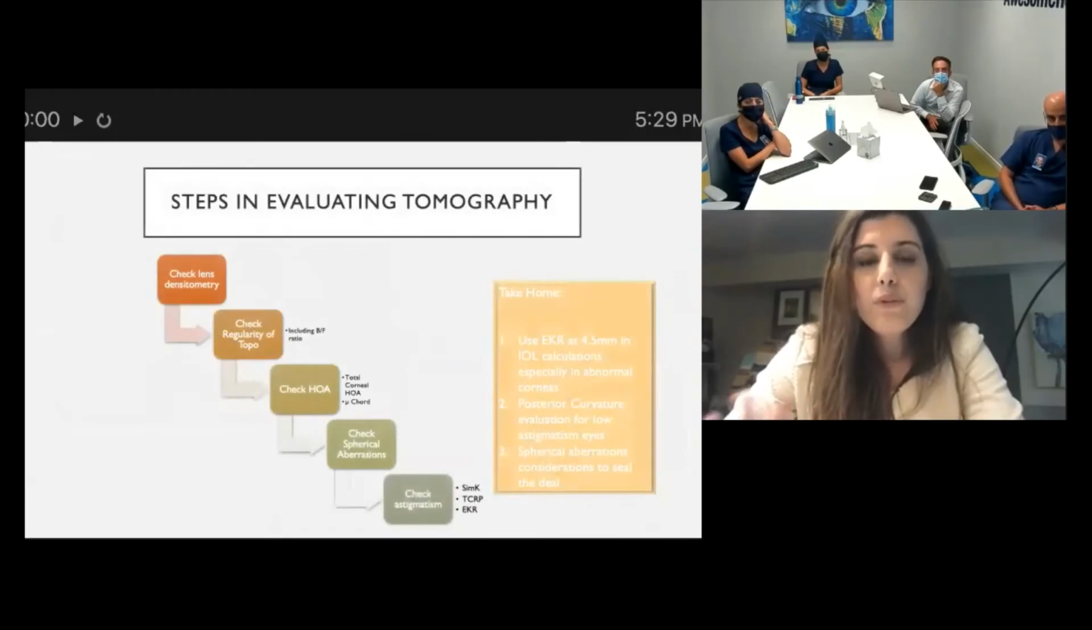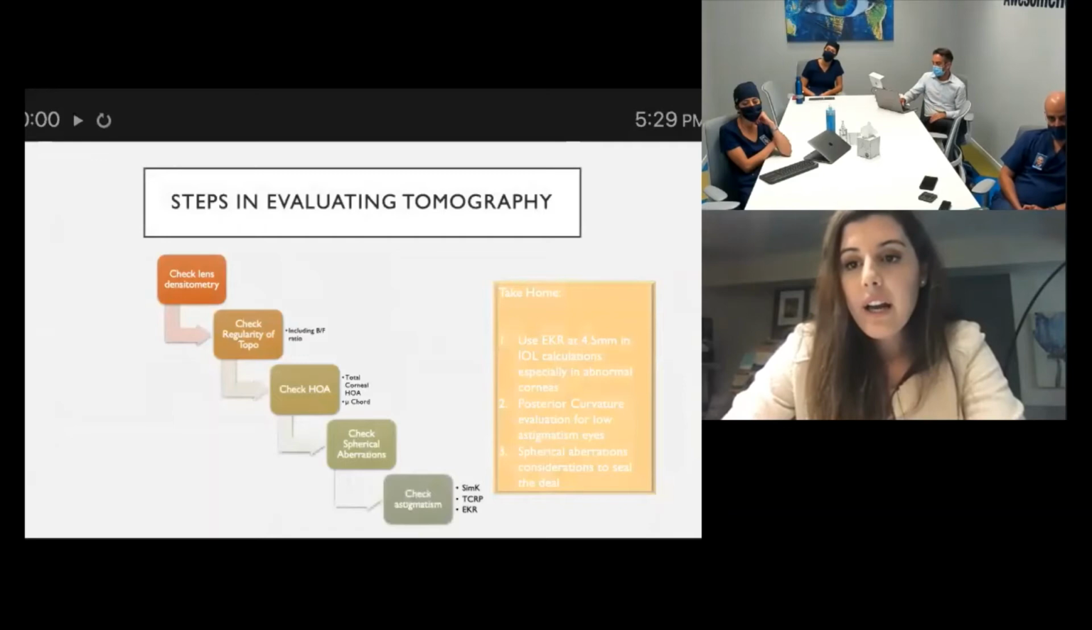So now that we've discussed basically the tomography, we've gone over all of the different factors that are in play. My take-home message for you is to use the EKR in highly irregular corneas when you're calculating your IOLs, especially in the 4.5 millimeter zone. But don't take the 4.5 millimeter zone for granted.